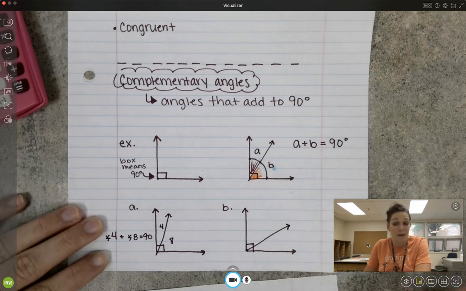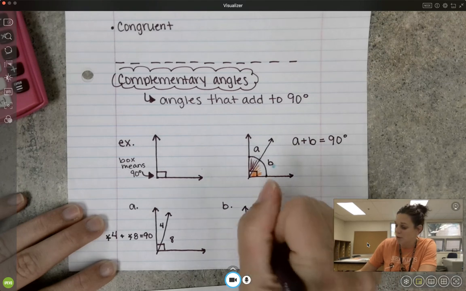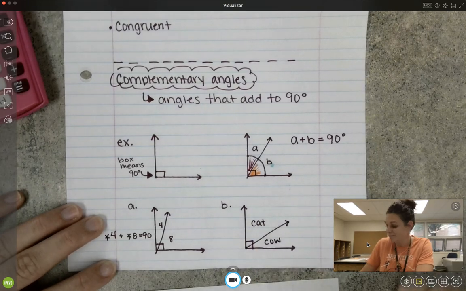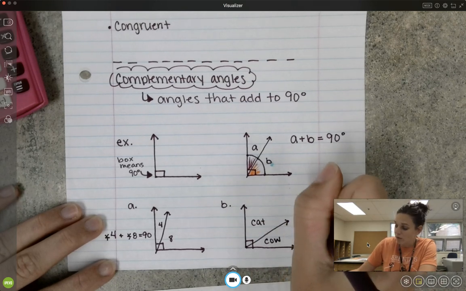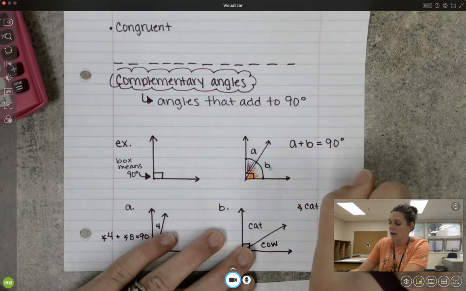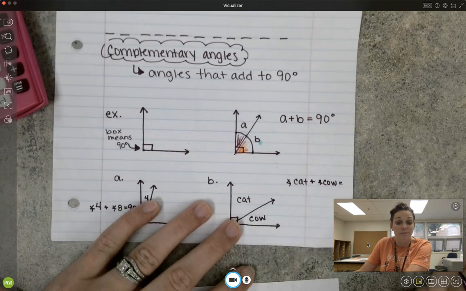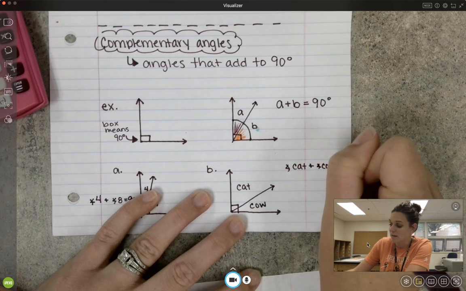Okay, and really it doesn't matter where I draw this line because the process is going to be the absolute same. So let's call this one cat, and we're going to call this one cow. Why? Well, because I can. All right, so again, together, angle cat plus angle cow have to make, what do they have to make together? Yep, they have to make 90 degrees.